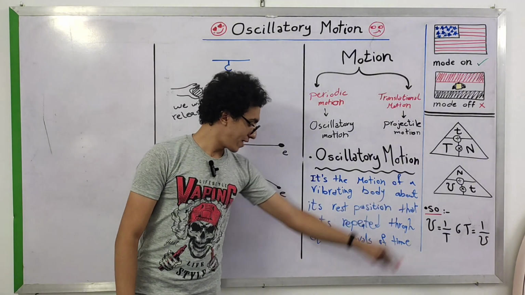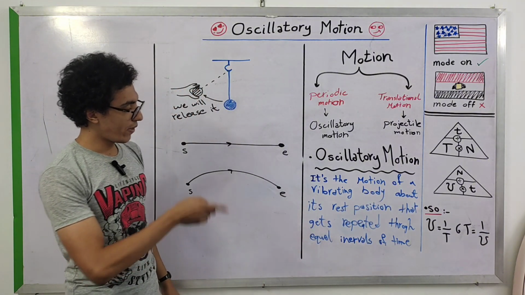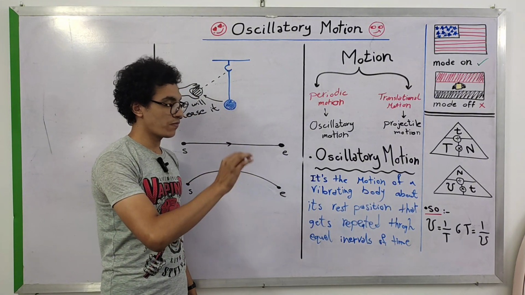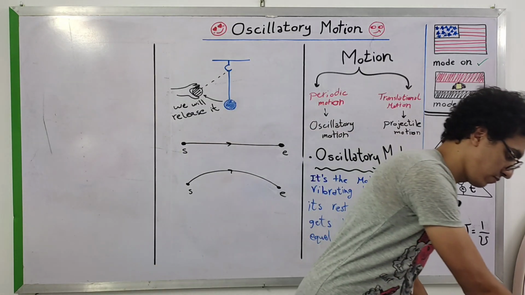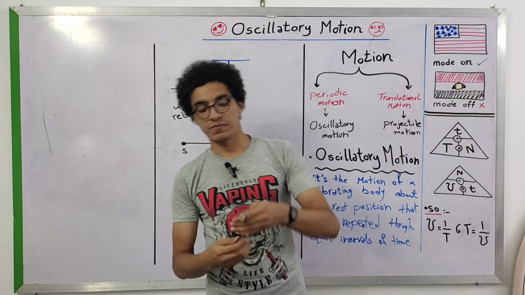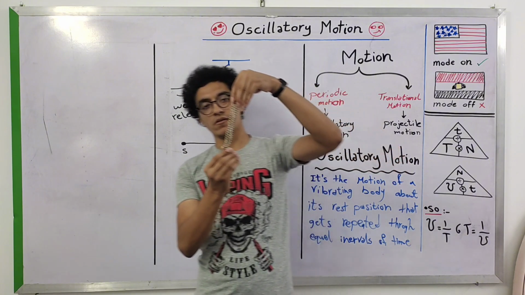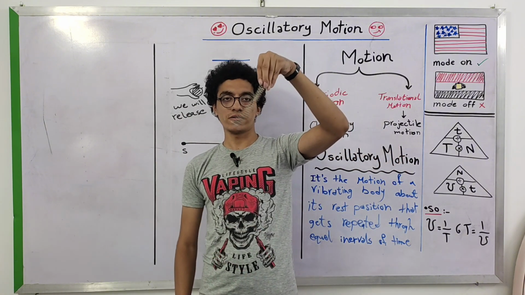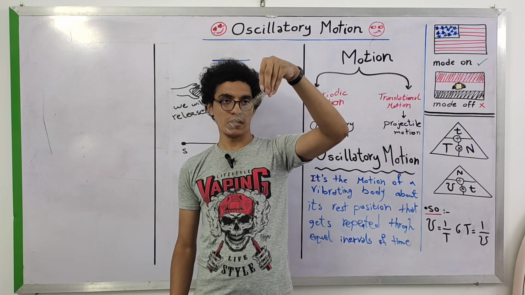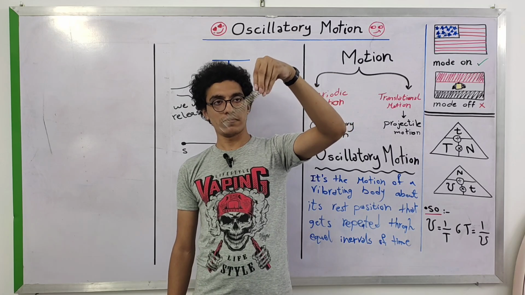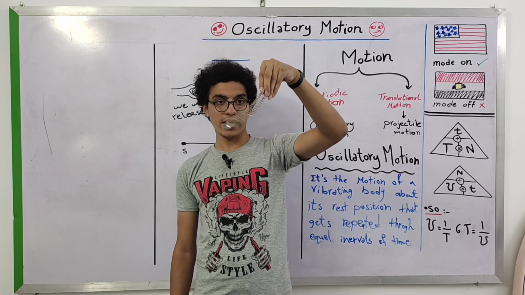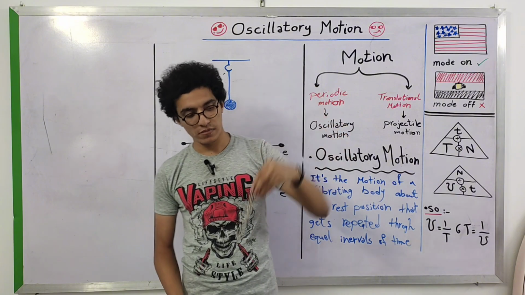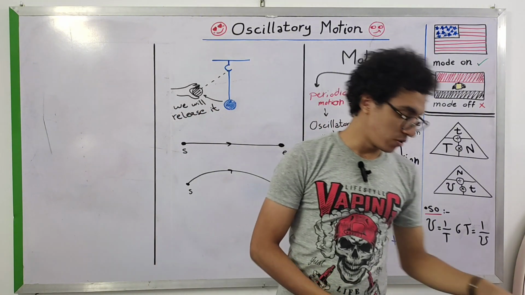The motion is repeated through equal intervals of time. Okay, look at this simple pendulum in my left hand. I will push it right there, like this, and you will see this type of motion. What is that? Is that magic? No, man. It is oscillatory motion.